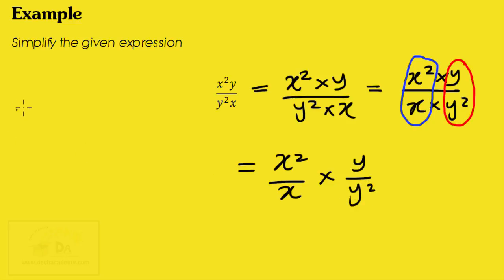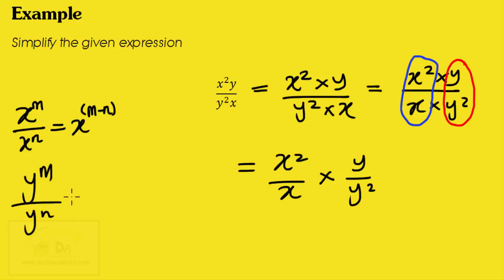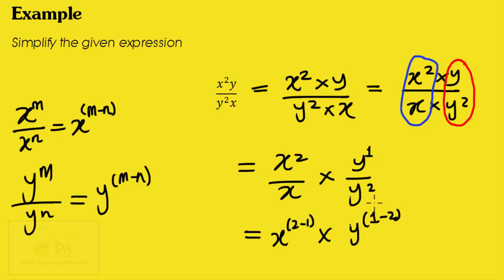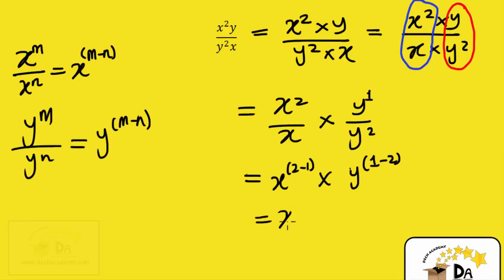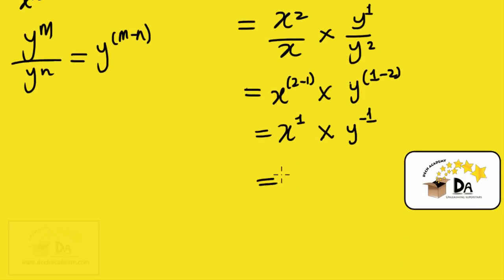And using the rule, x to the m divided by x to the n equals x to the m minus n, or y to the m divided by y to the n equals y to the m minus n, we get this as x to the power of 2 minus 1 times, so this is y to the 1, y to the power of 1 minus 2. This gives x to the power of 1 times y to the power of 1 minus 2, which is minus 1. So we get x times y to the minus 1.